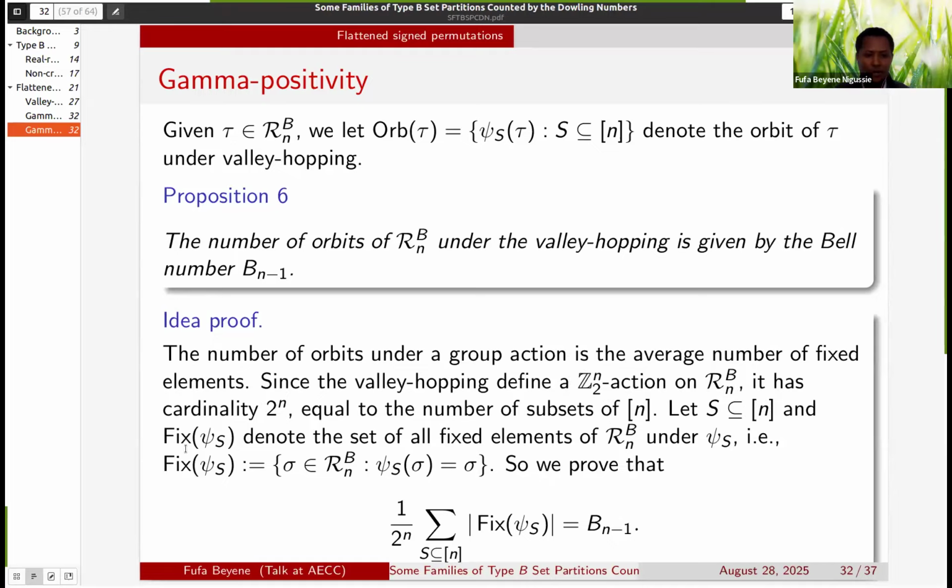And then if we define Fix of our valley hopping psi S to be the set of all fixed elements, then what we are going to prove is that the average number of fixed elements, meaning 1 over 2 to the power of n times this summation, is equal to the Bell number B_{n-1}. So by counting fixed elements, we were able to prove that the number of orbits is given by B_{n-1}.